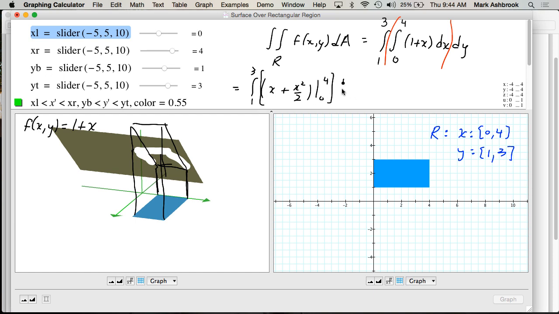And then once we get done with that, we'll do dy. Is that 12? All right, so I'm hearing that that's 12. That's a nice streamline. So the integral from 1 to 3 of 12 dy is 12y from 1 to 3. Is that 24?